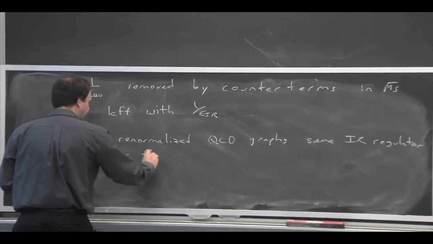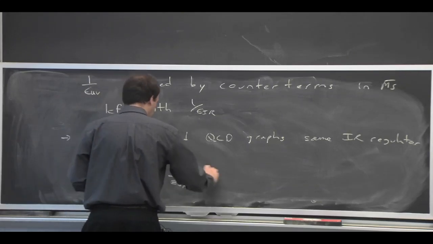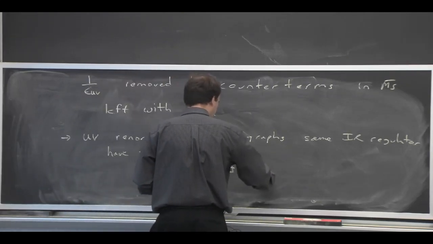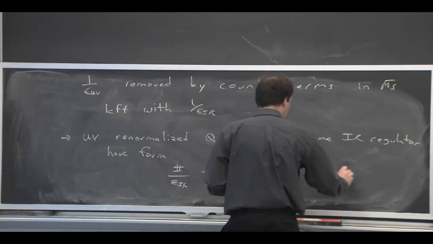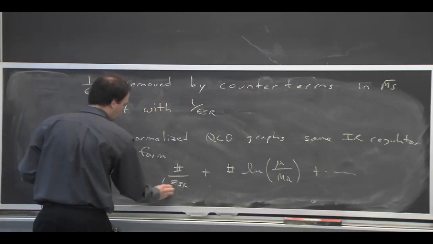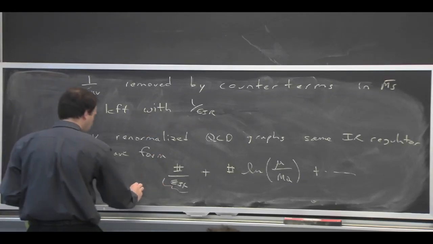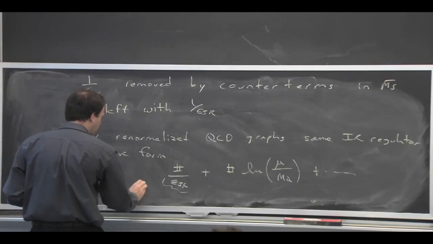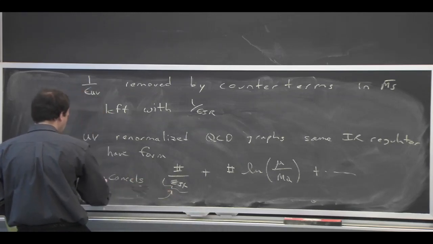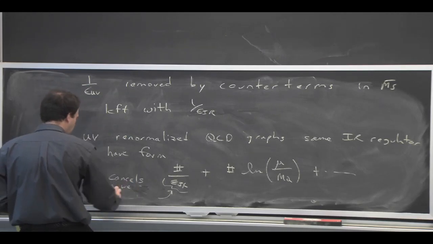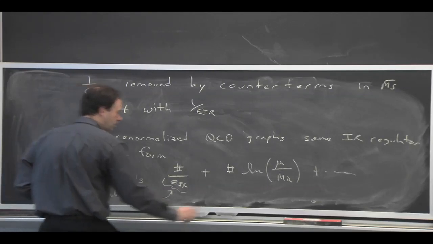And what will you get? You will get something that looks like a number over epsilon IR. And then you'll get numbers times logs of mu over MQ plus other things. This thing here just cancels with the, if I subtract HQET, this is just canceling this. So this guy here cancels when we subtract HQET. And so the matching is then just this.